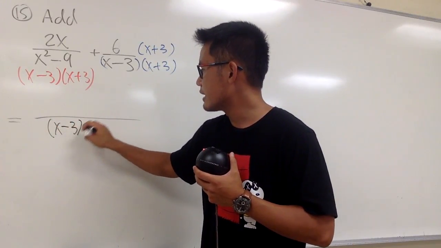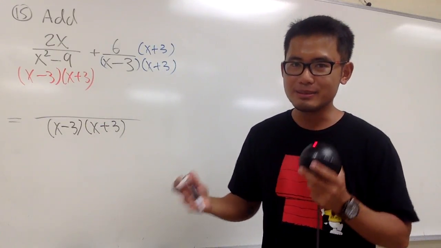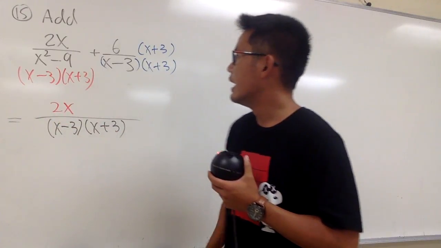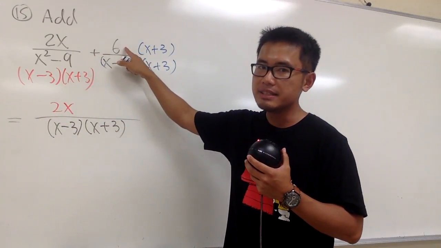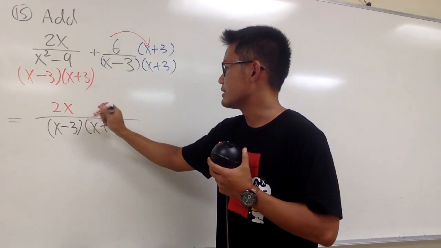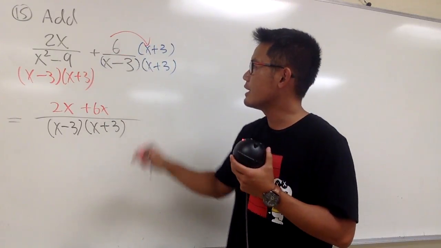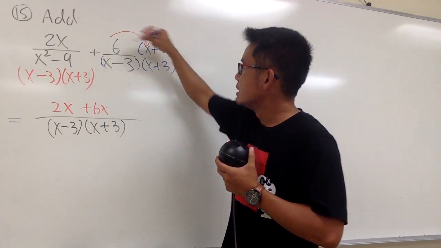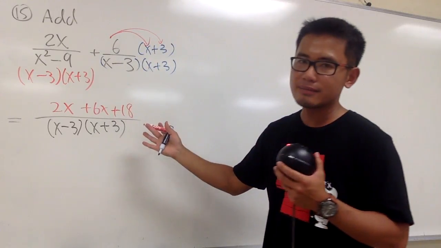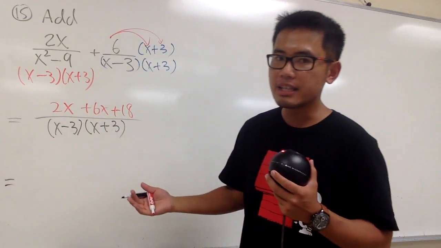x minus 3 times x plus 3. And we will combine like terms on the top. Right here, we have just the 2x. And this is a positive 6. Positive 6 times x, that will give us plus 6x, right? I don't have to change the sign because it's positive 6, right? Positive 6 times positive 3, that will give us plus 18, just like that. This is great.